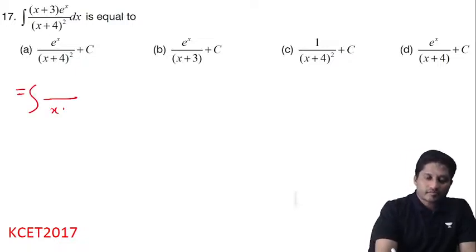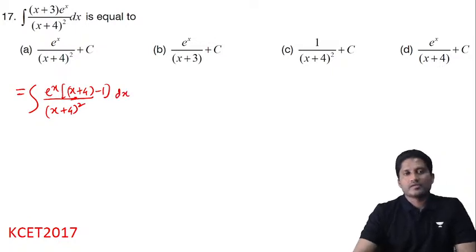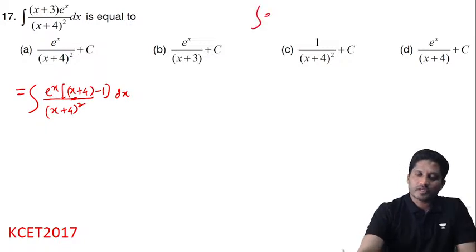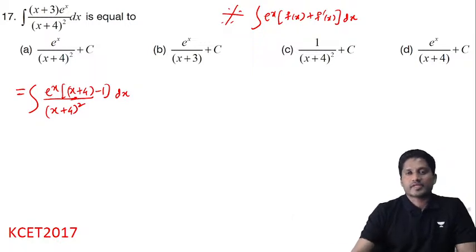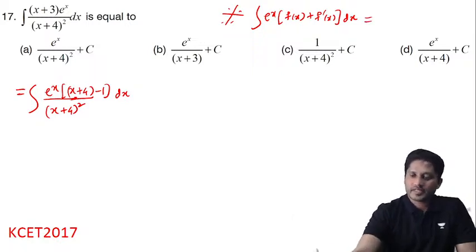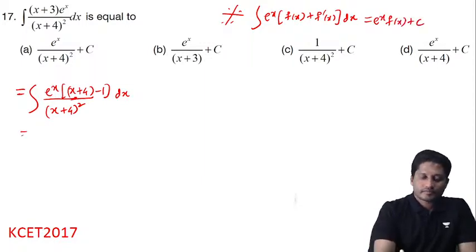Denominator is (x+4) the whole square. Okay, and then this is e power x. x+3 can be written as x+4 minus 1, and dx. In NCERT exercise 7.6, integration by parts, you can see questions like this. You have problems based on e power x into f of x plus f dash of x dx. There are 5-6 questions in the textbook, go through them. All are standard questions, problems based on this e power x into f plus f dash. The formula is e power x into f of x plus c. So it will reduce to the same form.